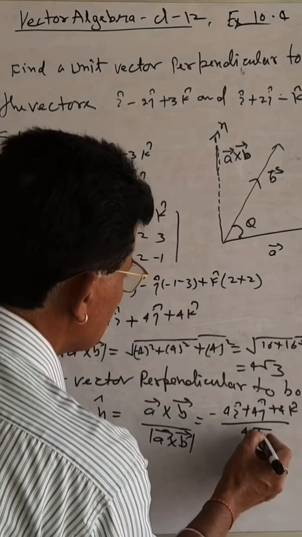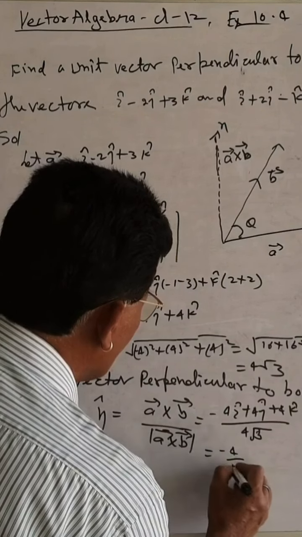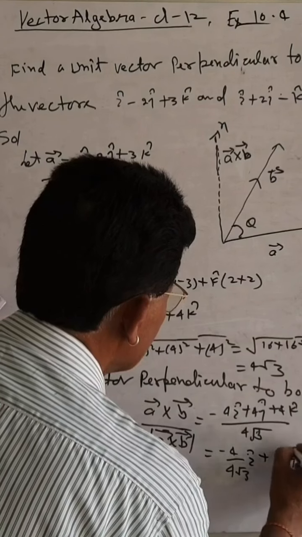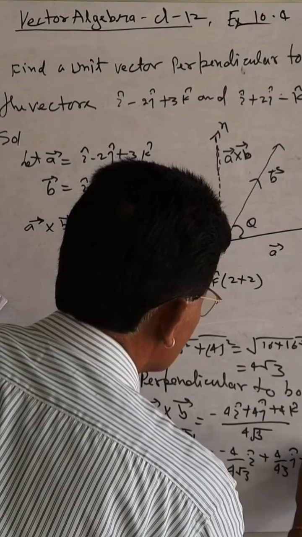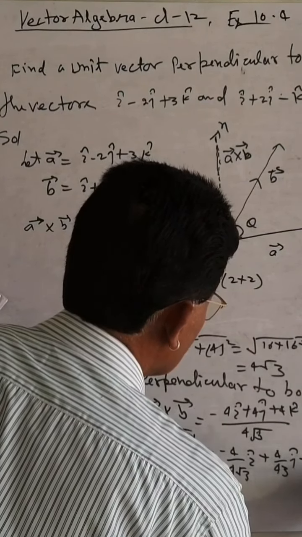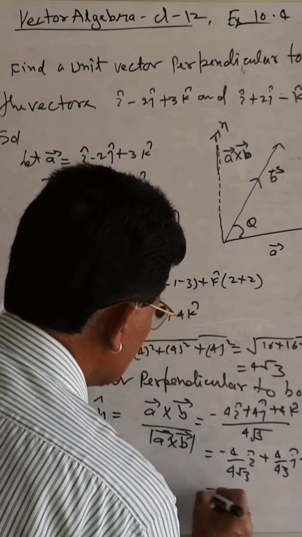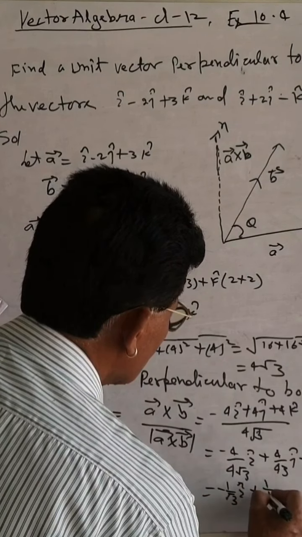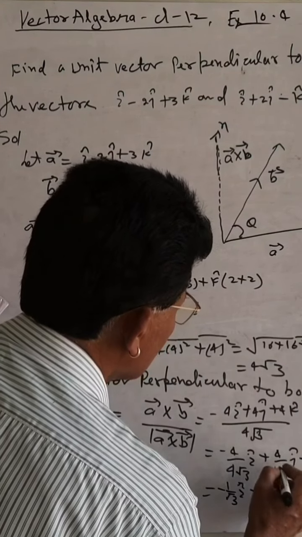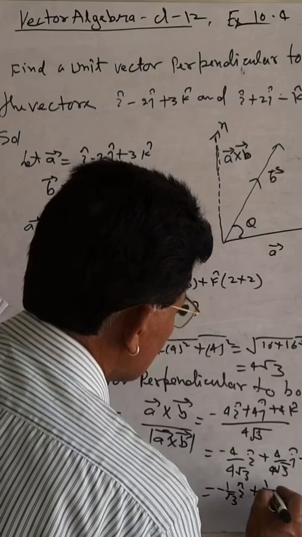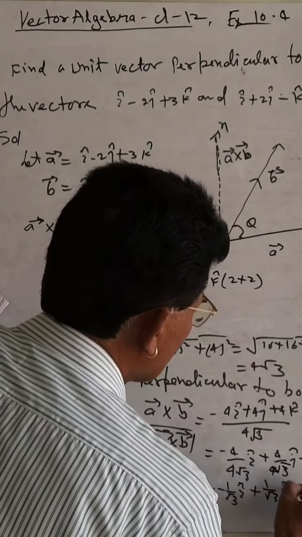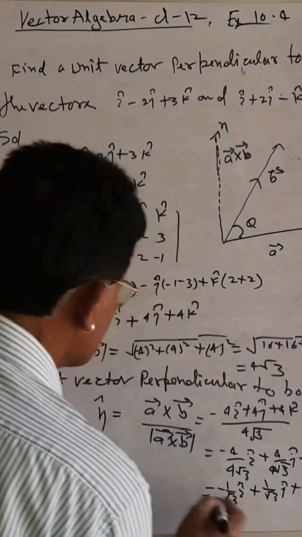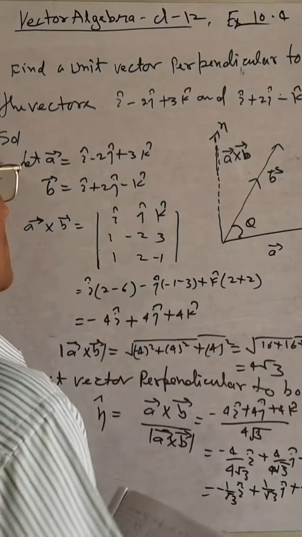It will be equal to minus 4 upon 4 root 3 i, plus 4 upon 4 root 3 j, plus 4 upon 4 root 3 k. The 4 will be cancelled. Minus 1 upon root 3 i plus 1 upon root 3 j plus 1 upon root 3 k. My dear student, that will be the unit vector which will be perpendicular to both.